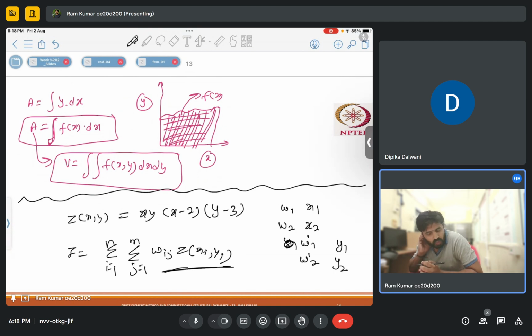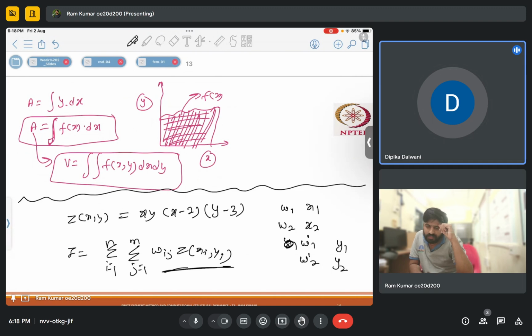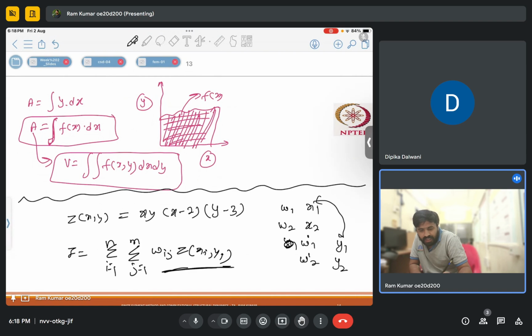So just use 2 points. W1, W2, all of them will be 1, just for simplicity. W1 will be 1, W2 1, X1 will be minus 1 by root 3, and X2 plus 1 by root 3. So x1 and y1 will be same, and x2 and y2 will be same.